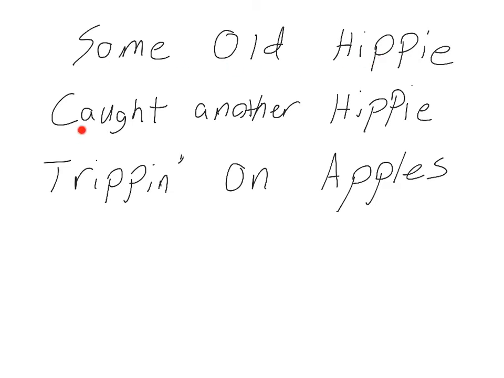Some old hippie caught another hippie tripping on apples. Now, that's the PG version. You could substitute something else that they're tripping on if you really wanted to, as long as it begins with the letter A and you can say it out loud in public. So, some old hippie, S-O-H, sine opposite hypotenuse. Caught another hippie, C-A-H, cosine adjacent hypotenuse. Tripping on apples, T-O-A, tangent opposite adjacent. Alright?